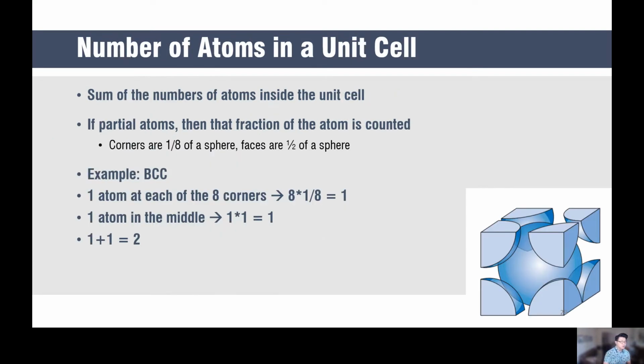So this is just a summary of what we said. BCC, we have 1/8 of an atom inside each corner, plus one atom in the center, creating 2 atoms per unit cell.